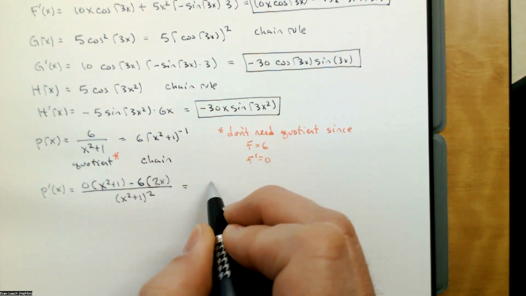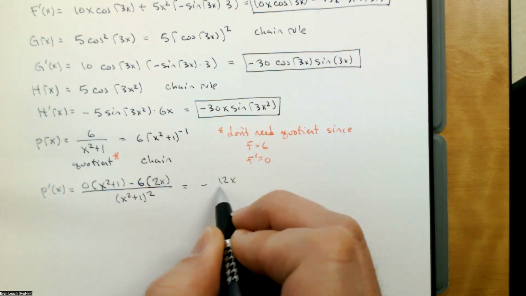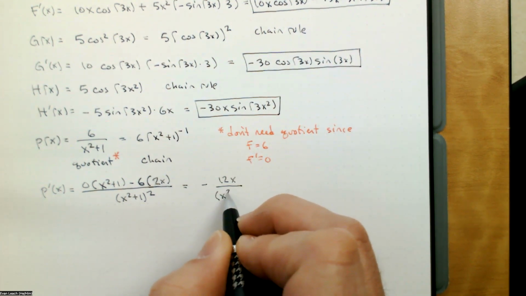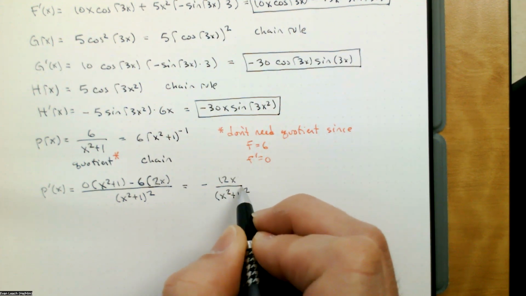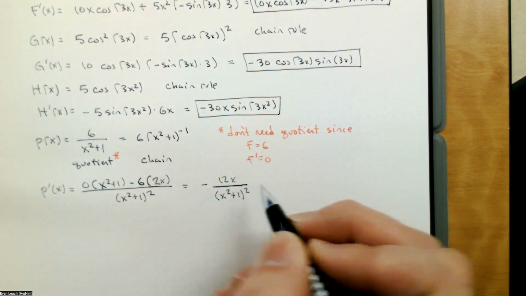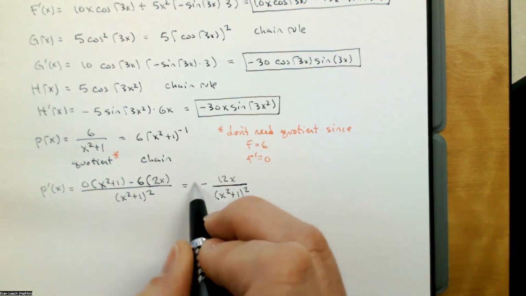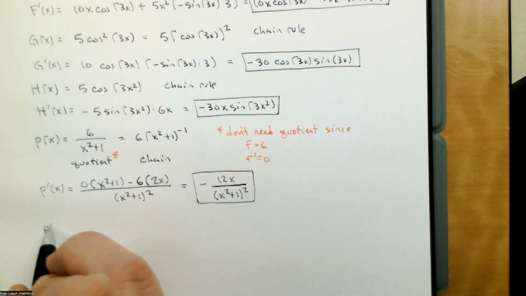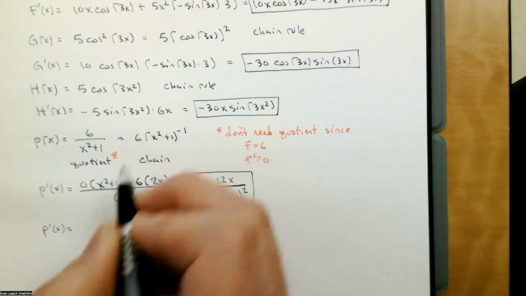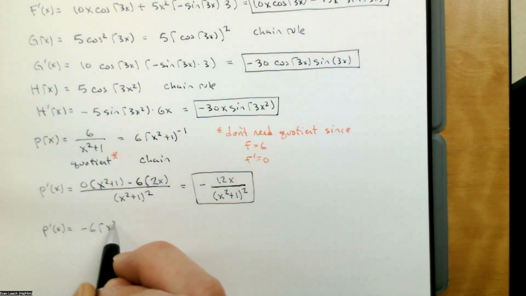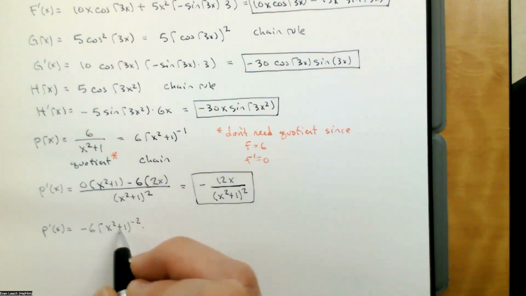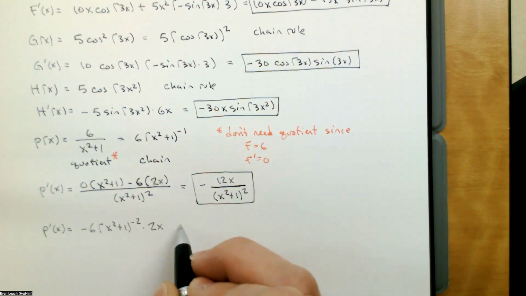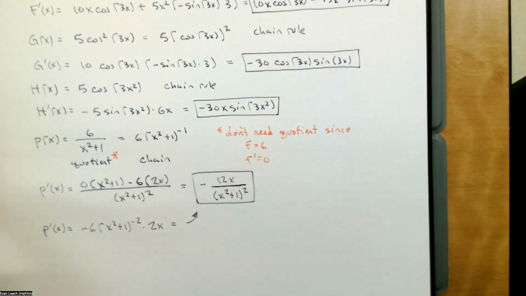So when we simplify it, we get negative 12x over the square of the sum of x squared and 1. Reading this problem as a chain rule, we would say negative 6 times x squared plus 1 to the negative 2, and then we would multiply by the derivative of the inside, which is a 2x, which gets us the same negative 12x over x squared plus 1 squared.